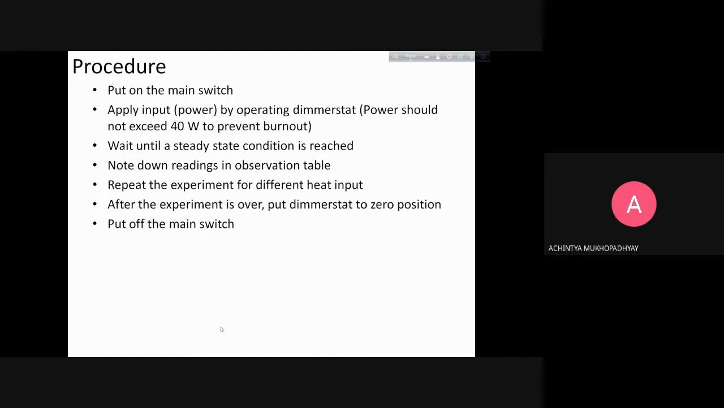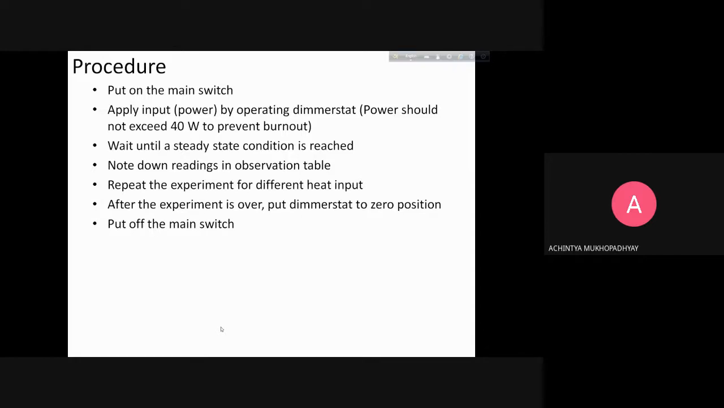Then you wait until a steady condition is reached. So how do you know a steady condition is reached? You go for a particular position of the temperature selector switch. That means you keep the reading for one particular position, and you see that nothing is changing. Once one of the readings has become steady, you repeat it for all the other values and allow some time, and you see that it's not changing with time. So then you know it has reached the steady state.